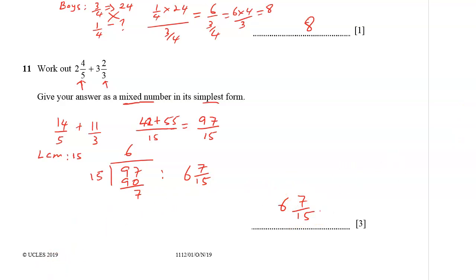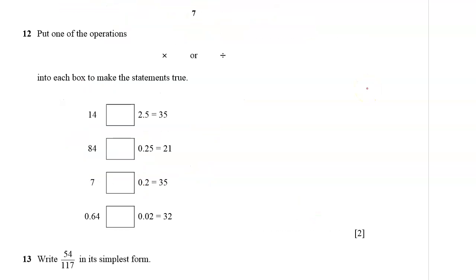Very well. We are at question 12. Put one of the operations, either multiplication or division, in each box to make the statement true. So 14, some operation here, and 2.5 gives us 35. This cannot be division. If it is division, it should be less than 7. So I'll go for multiplication.